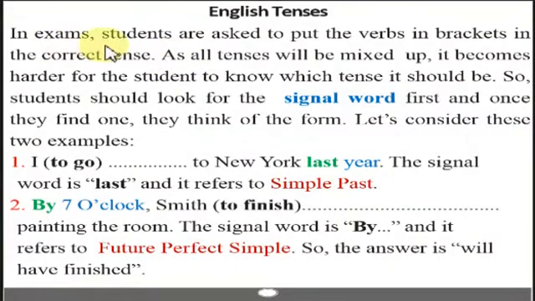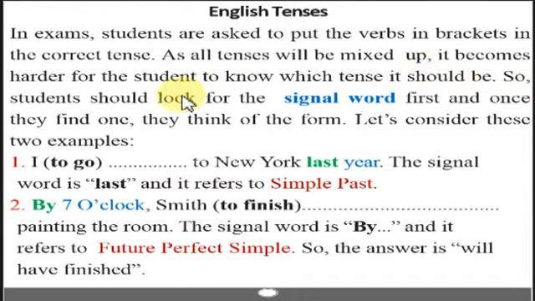So in exams, students are asked to put the verbs in brackets in the correct tense. يعني في الامتحان كيكونوا التلاميذ مطالبين انهم يحطوا لي فيرب يعني في الزمن الصحيح. As all tenses will be mixed up, يعني في هذاك السؤال كيدمجوا لكم ما بين جوج ولا ثلاثه ديال الازمنه، وخصكم تتصرف في كل فعل على حساب الزمن الصحيح. It becomes harder for the students to know which tense it should be. يعني وكتولي القضيه صعيبه على التلاميذ انه يعرفوا اش من زمان يصرفوا فيه.